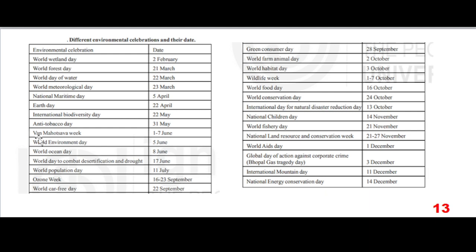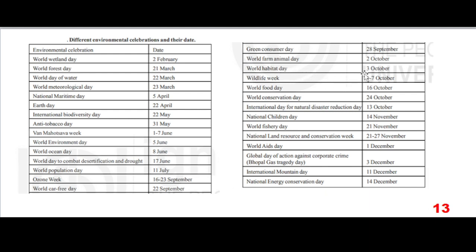Then Van Mahotsav Week, celebrated from 1 to 7 June. World Environment Day, we all know, is on 5 June. World Ocean Day, 8 June. World Day to Combat Desertification and Drought, 17 June. World Population Day on 11 July. Ozone Week, 16 to 23 September. World Car Free Day, 22 September. Then Green Consumer Day, 20th September. Then World Farm Animal Day, 2 October.